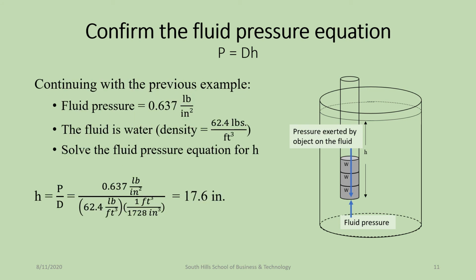So we're going to use this fluid pressure equation, P equals dH, but we're going to solve for the H term, which is depth. And we already know the pressure, which is this 0.637 pounds per square inch, which we calculated earlier, and we know the density of water. So the depth of the object in the water should be 0.637 pounds per square inch divided by the density 62.4 pounds per cubic feet, and you have to do a conversion between cubic feet and cubic inches. So that turns out to be 17.6 inches.